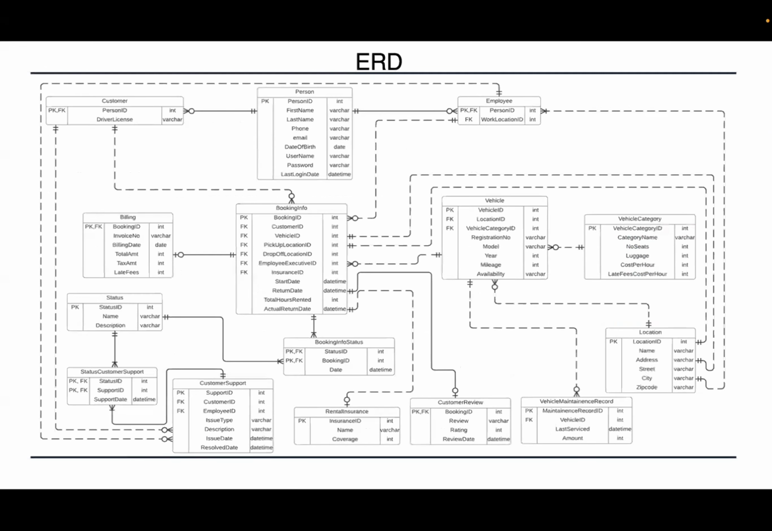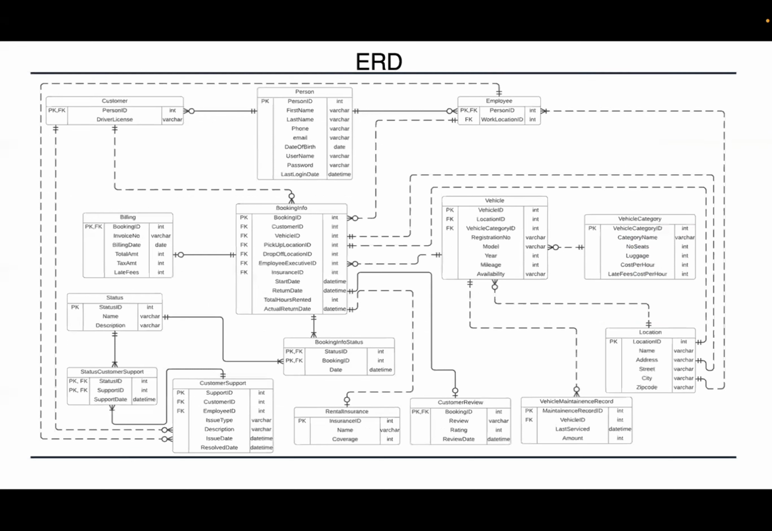So this is our ERD diagram. When a person logs in, they can see information about all the available vehicles for renting, and they can book any vehicle by entering start date and return date. When a trip ends, the actual return date gets updated, and along with that, total rented hours is computed. Apart from that, we also have entities such as customer support, customer review and vehicle maintenance records so that we can provide a quality user experience.